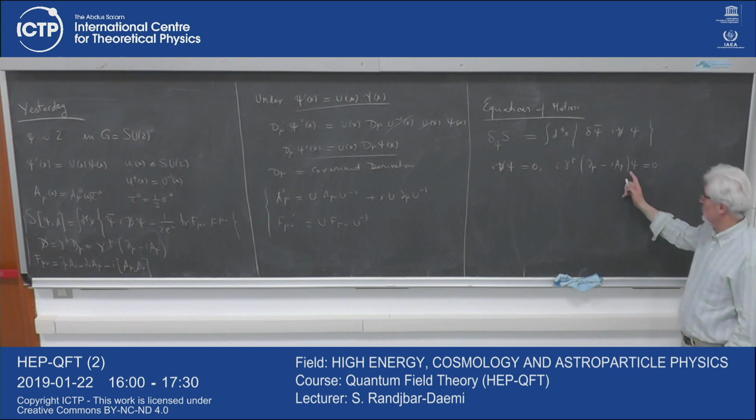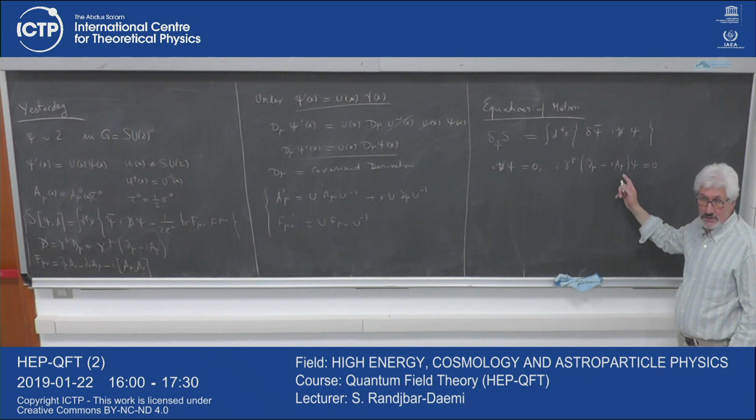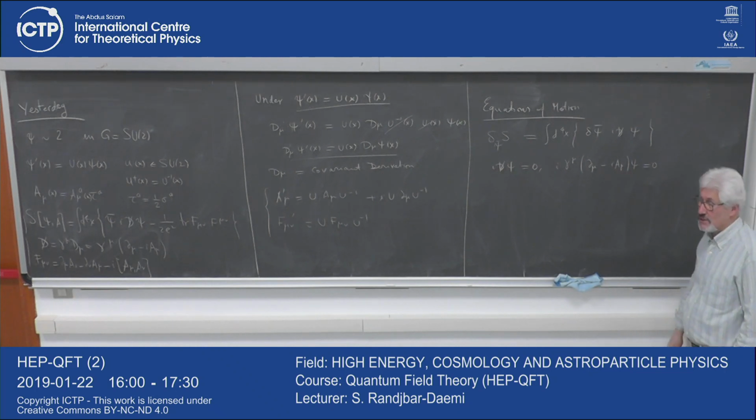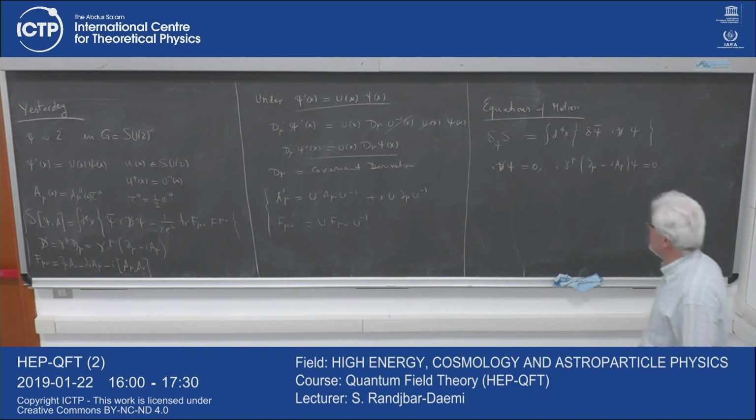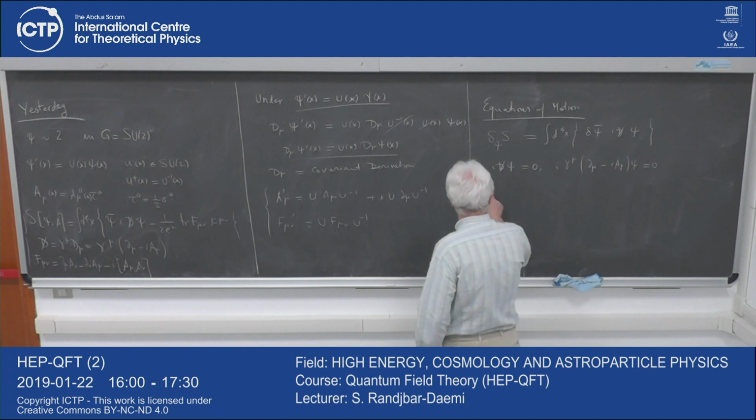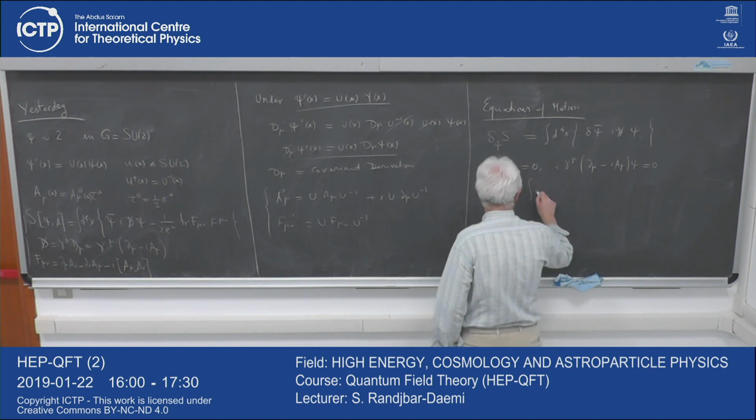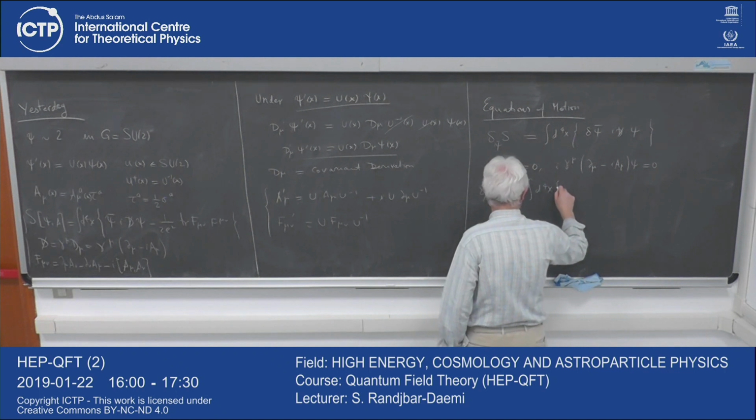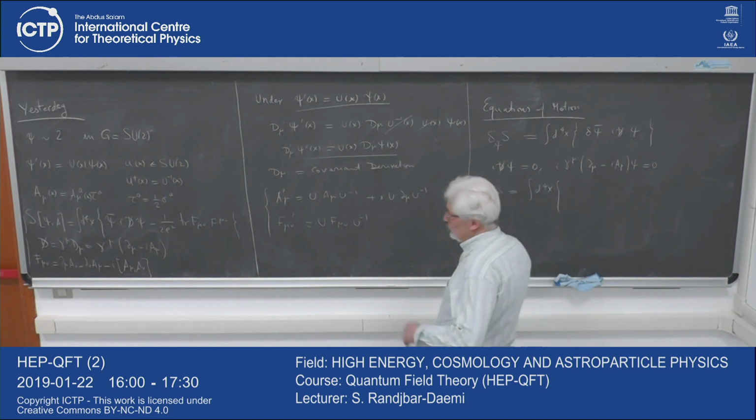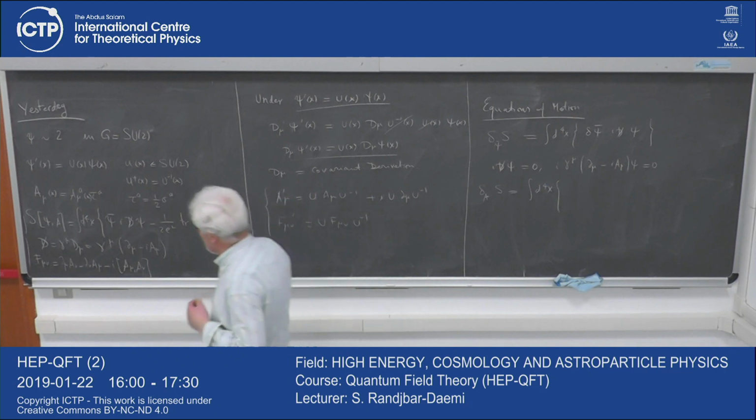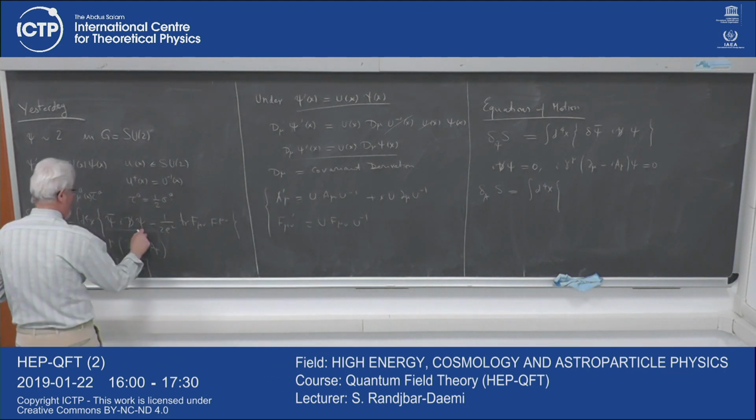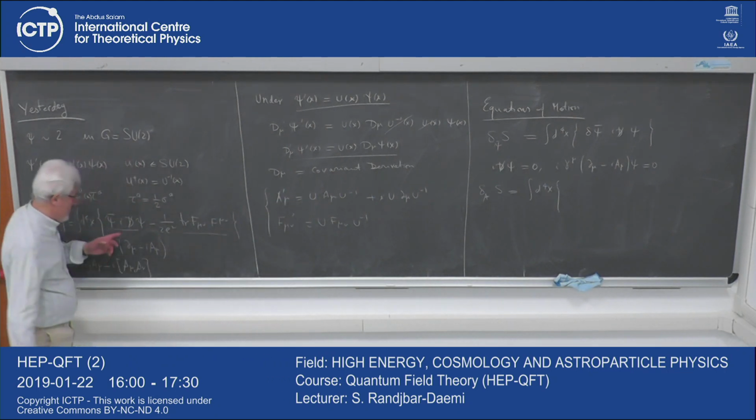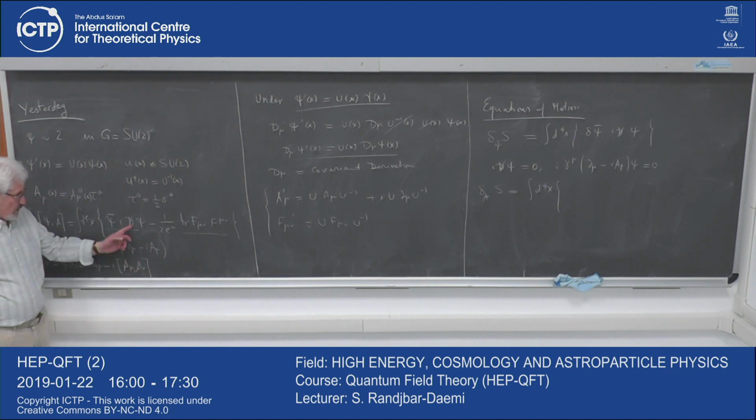This term makes it a nonlinear equation, so it's hard to solve in general for arbitrary A. The variation with respect to A is slightly more involved, but not too much. There are two places where A enters. One is here, and the other one is here. Here, it comes through the covariant derivative.